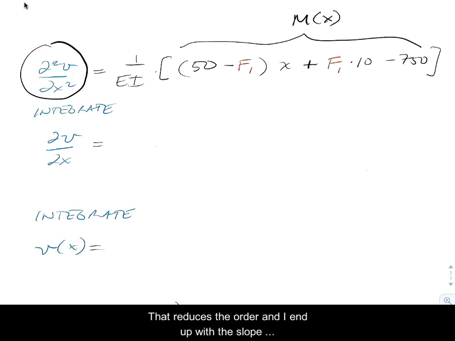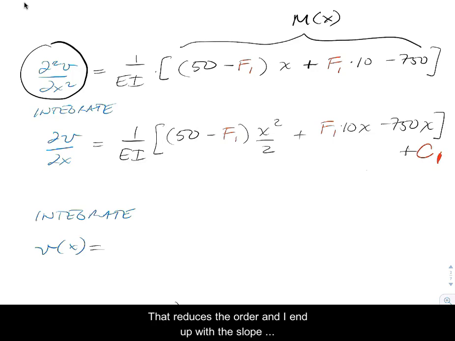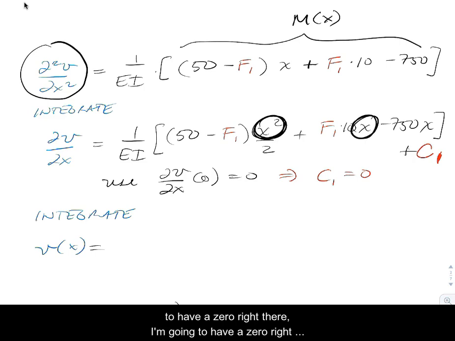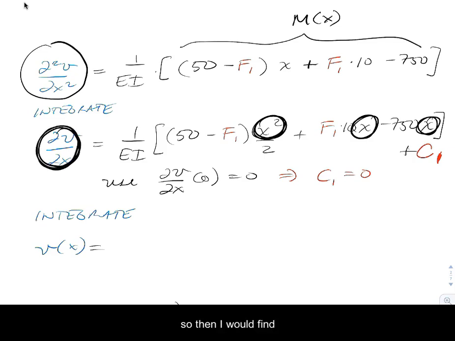That reduces the order, and I end up with the slope equation. And what also is introduced along the way is the constant of integration C1. And at this point, we can use a boundary condition. We know that the slope at x equals 0 equals 0. So if we go ahead and plug that in everywhere, I'm going to have a 0 right there, a 0 right there, and a 0 right there. And I also know that, again, at x equals 0, that equals 0. So then I would find that C1 equals 0.